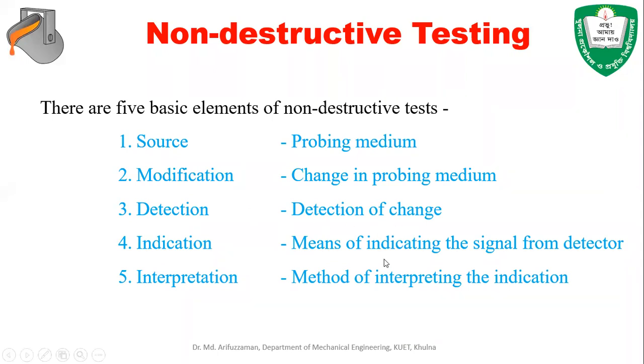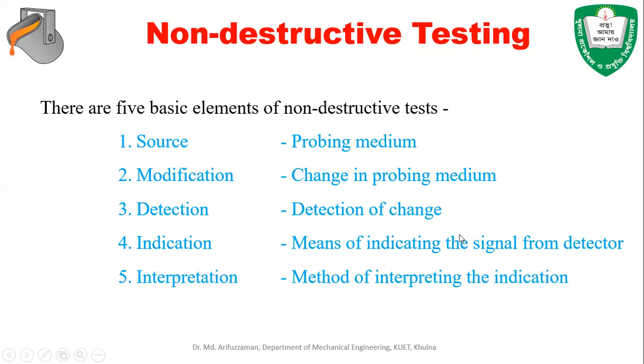The fourth is indication, which means the means of indicating the signal from the detector, whether the change occurred or not. It has to be indicated by something. It's a kind of realization or displaying the result. For example, the litmus paper has changed its color, then your eye has detected the change, and then you say that the color is blue. That is the indication. That means you have indicated the change in the probing medium.